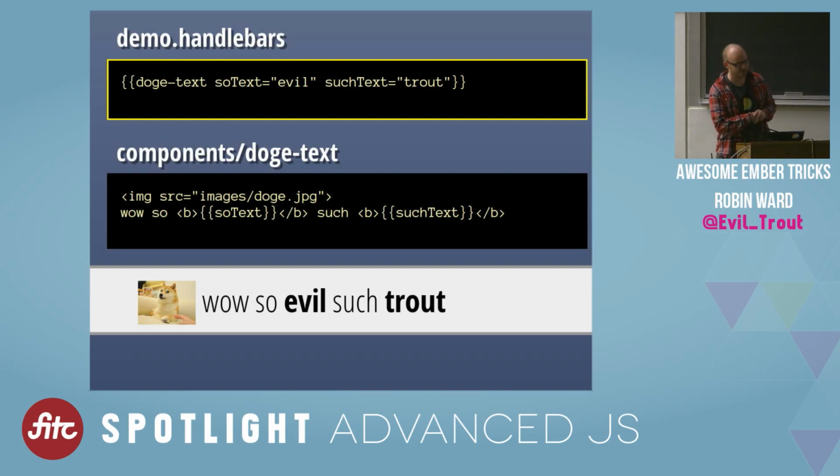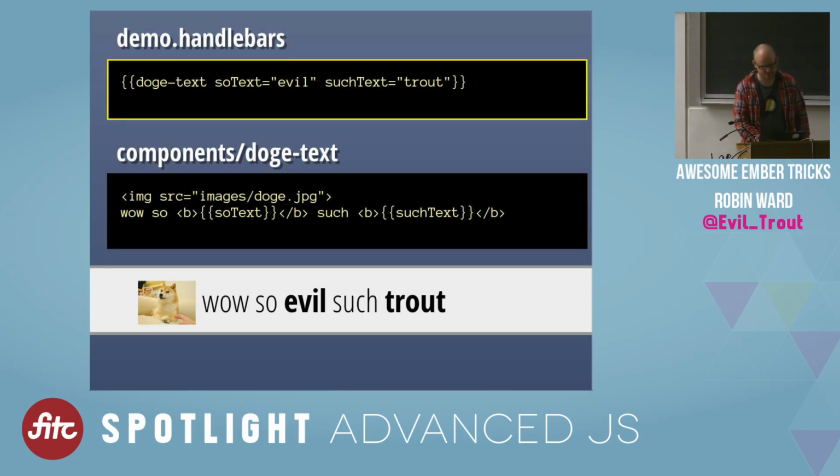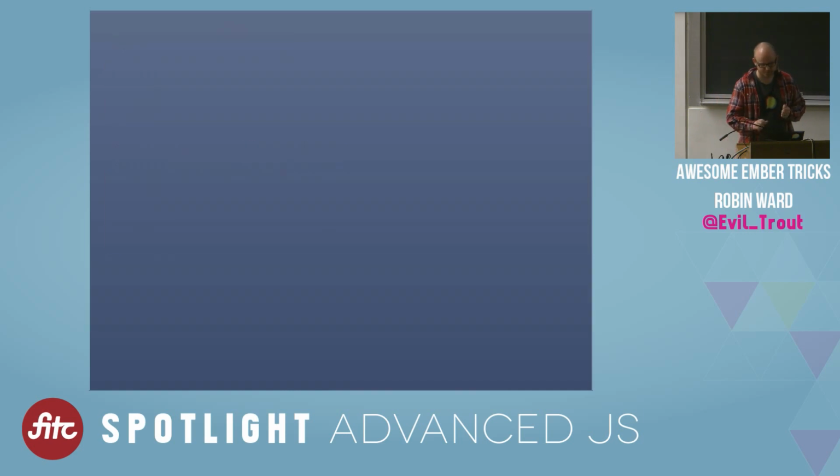What we have here is a handlebars file, and I've created a helper called Doge text, where I pass it two parameters, so text and such text. And then I have another file, which you just define called components/that. And automatically, down here, you get your rendering of what it should be. And of course, if you change the parameters up here, it just works. So it's really fast to just get going and define your own components and their logic and stuff like that. So I really recommend you check that out.